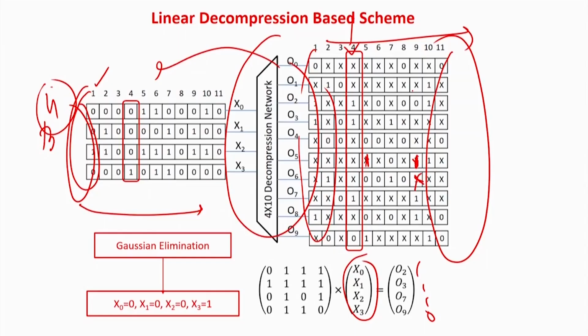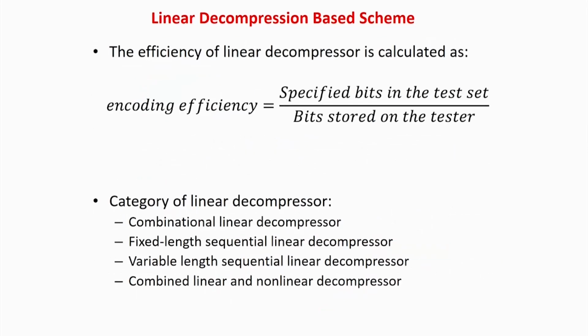But what I have tried to show you is that in a linear compression based scheme, if we have a small number of specified bits and a reasonably large rank matrix, then you can have a simple translation scheme, and this decompression network will be very, very small, involving only XOR gates, or in some cases flops and XOR gates, not full blown up.